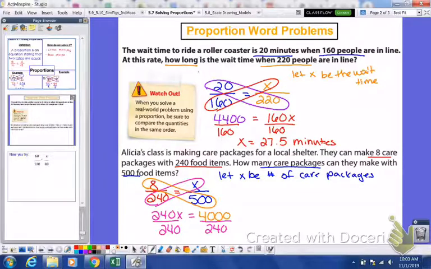And 4,000 divided by 240, x equals, if we put that in our calculator, we would get 16.6 repeating. But we have to think about what the question was asking. How many care packages can they make with 500 food items? You don't want to make a partial care package, so therefore we would have to round down so they can make 16 care packages.